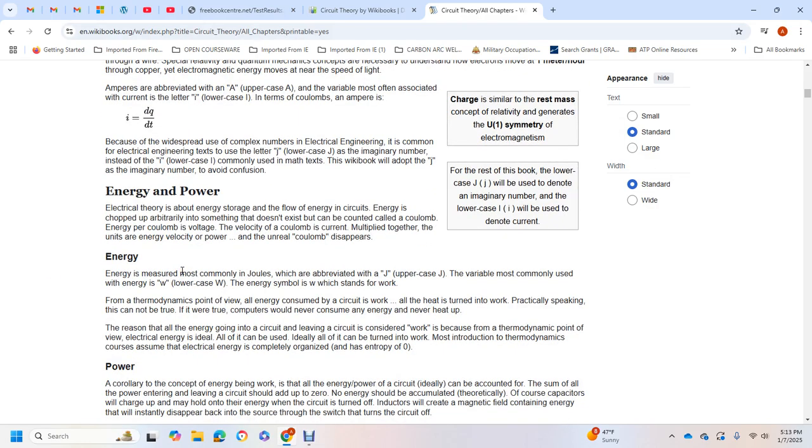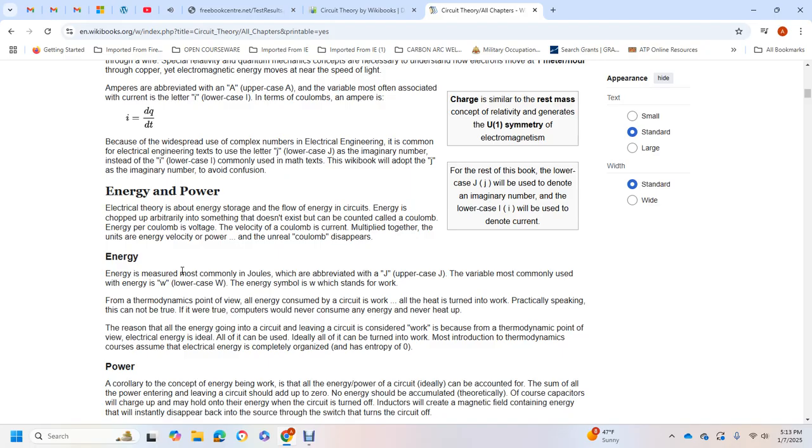Energy and power. Electrical theory is about energy storage and the flow of energy in a circuit. Energy is chopped up arbitrarily into something that doesn't exist, accounted for by what is called the coulomb. Energy per coulomb is voltage. Velocity of the coulomb is current. Multiply volts and amperes together and you get the energy velocity, or power, and the unreal coulomb disappears.